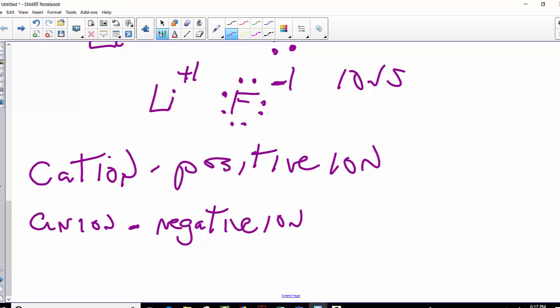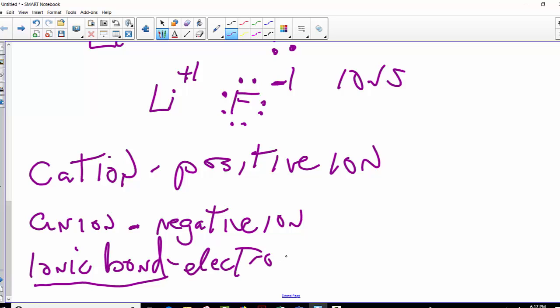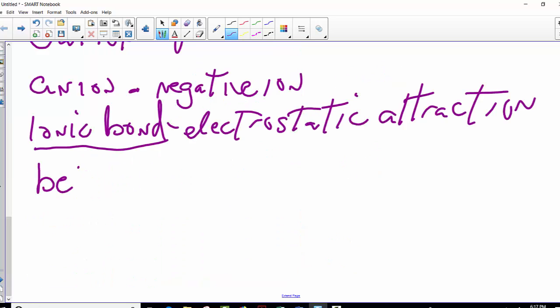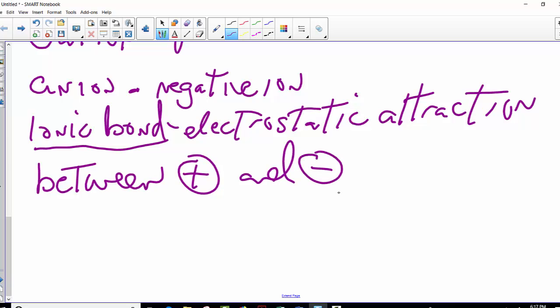So, an ionic bond, officially, is the electrostatic attraction between positive and negative ions, between cations and anions. Okay? So electrons are being transferred, creating ions, cations and anions, and then those cations and anions attract each other, as positives and negatives do. And that is what we call an ionic bond.